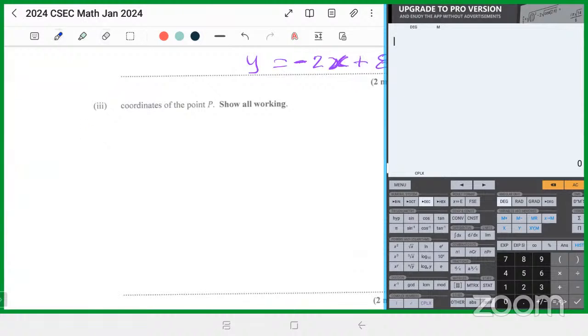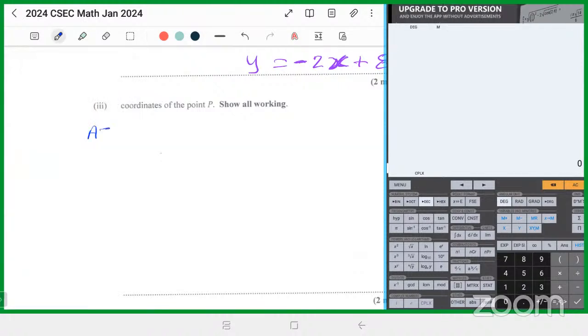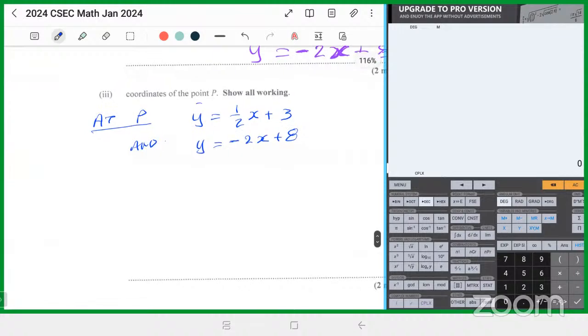Let's make the pen a little bit smaller. So we can say at P, two equations are valid. y is equal to half x plus 3, and also y is equal to minus 2x plus 8. So those are the two equations we're solving simultaneously. The y value is the same at that point, and so this expression is equal to this expression.